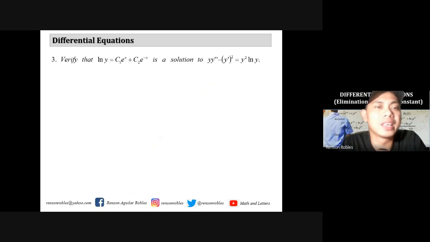Let's try another one. Say this time we shall verify that ln y equals c sub 1 e to the x plus c sub 2 e to the negative x, where c1 and c2 are constants, is a solution to the differential equation y double prime minus the quantity y prime squared equals y prime ln y. And again, the differential equation includes y double prime and y prime. And then we have here ln y. And you recall that the derivative of an ln function, ln x, is 1 over x dx.